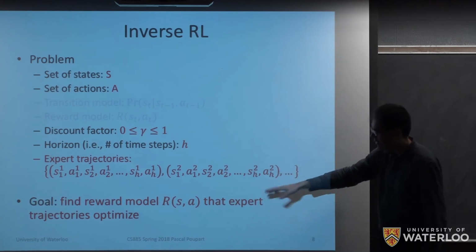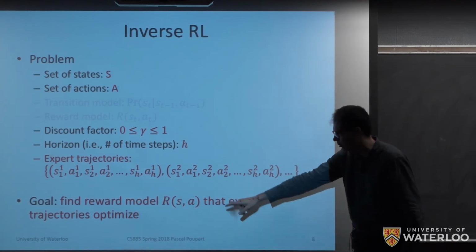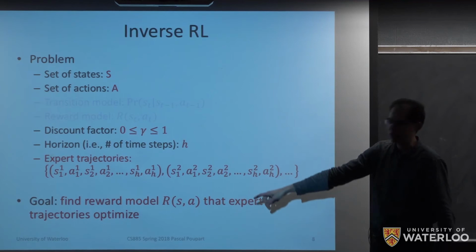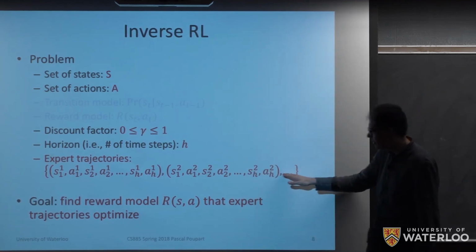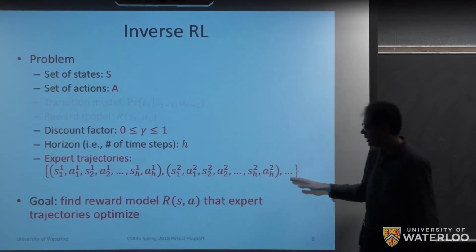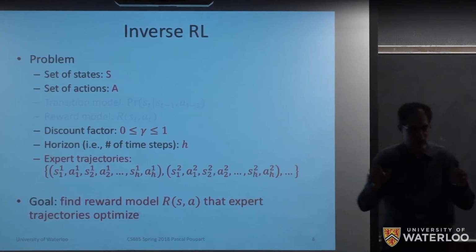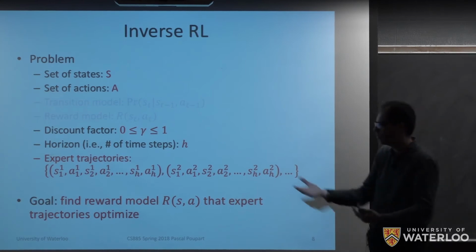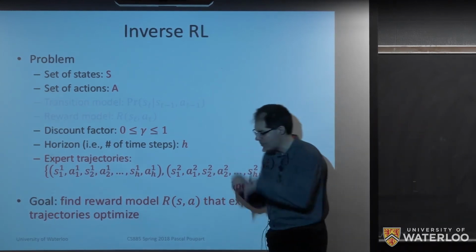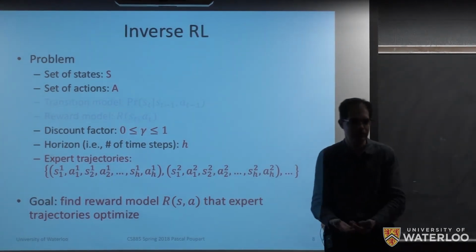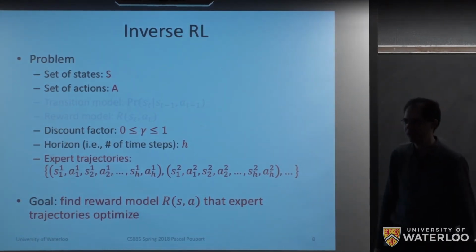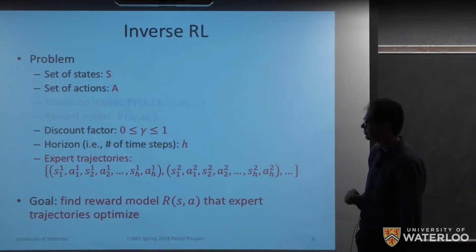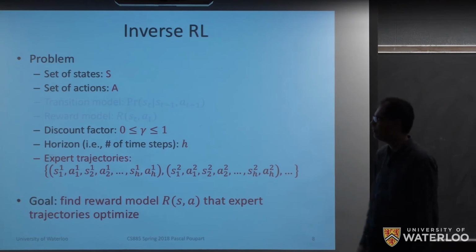And then the problem again is that we find the reward model that the expert trajectories are implicitly optimizing. Okay, so here we observe those trajectories. We don't know for sure how or why the expert chose these actions at every step, but we assume that there's some underlying reward function that the expert is really optimizing. Okay, so that's a more realistic description of the problem.